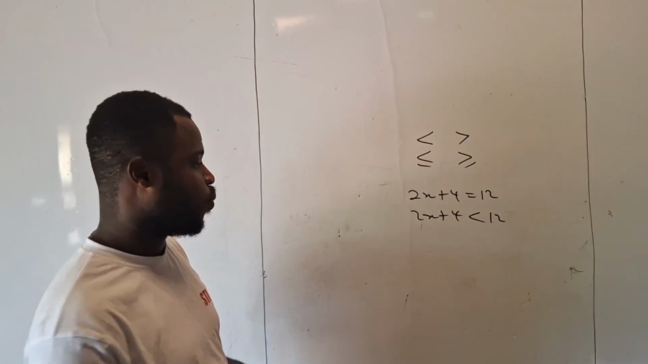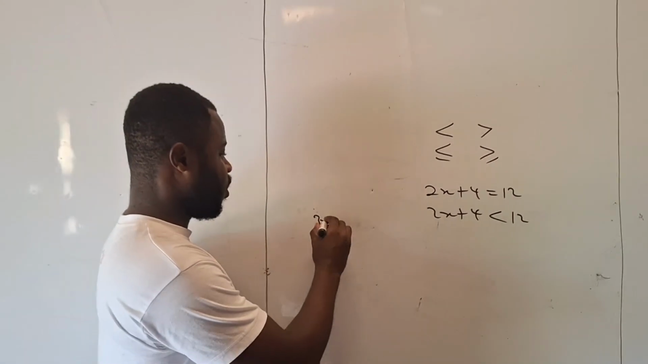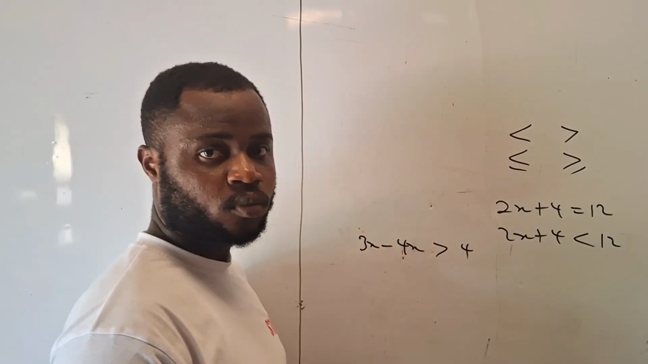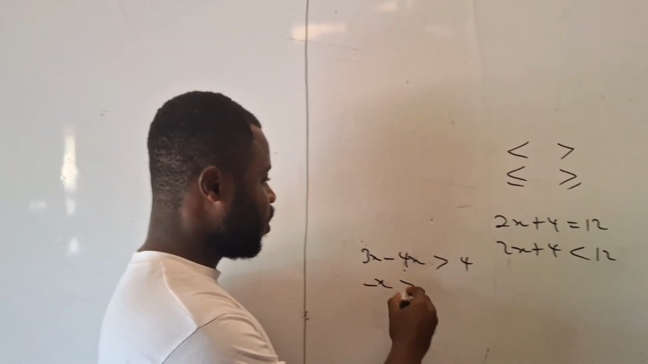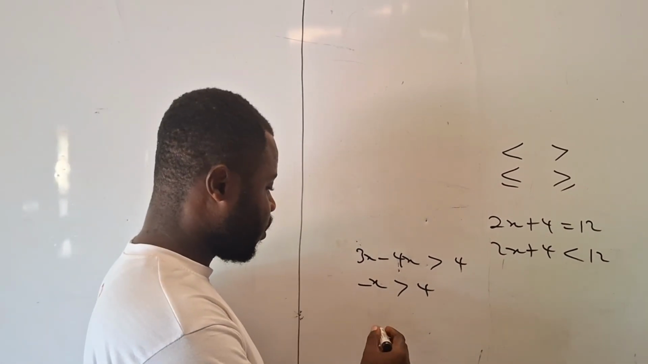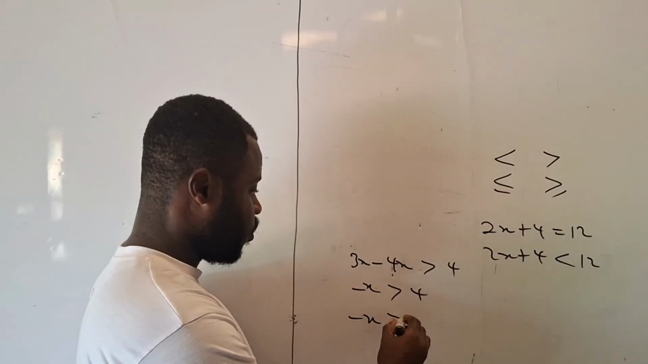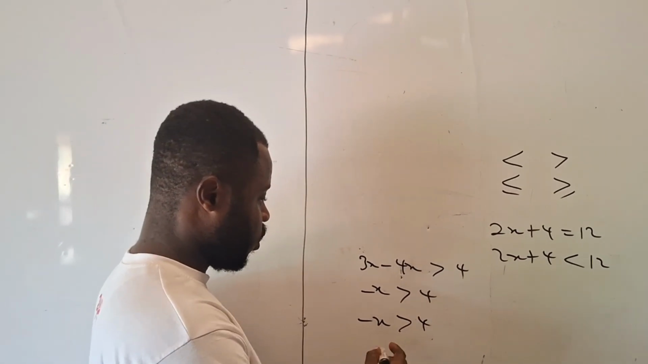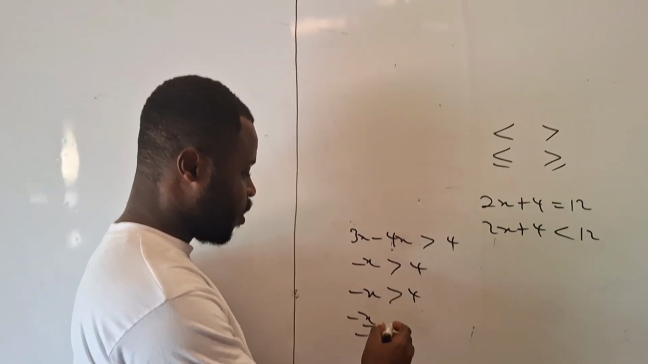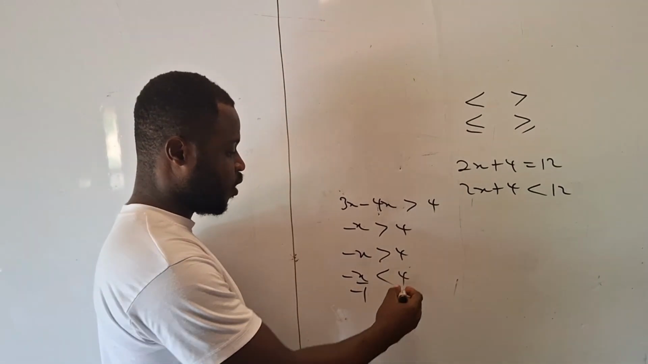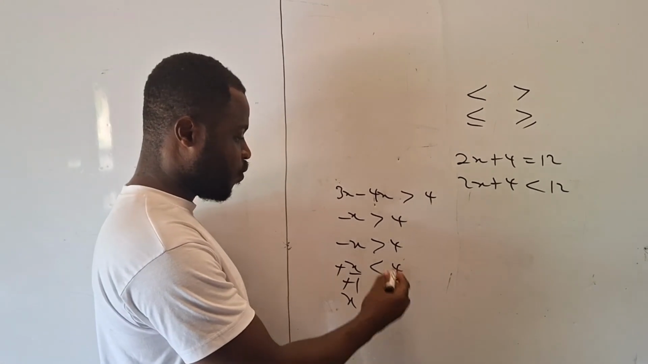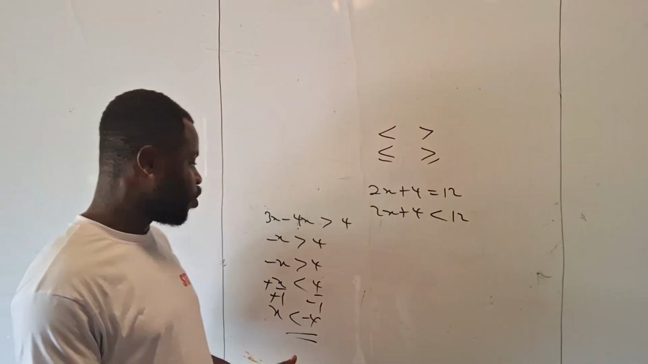Maybe you have gotten to a point where you have 3x minus 4x greater than 4. So here we know it's going to give negative x greater than 4. To divide this, we divide by negative 1. Then the sign changes to the opposite sign, so we have negative x divided by negative 1 and 4 divided by negative 1. This cancels, and we get x less than negative 4. Yes, so that's the only difference you should know.